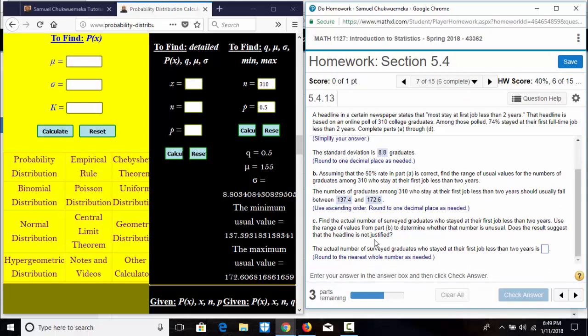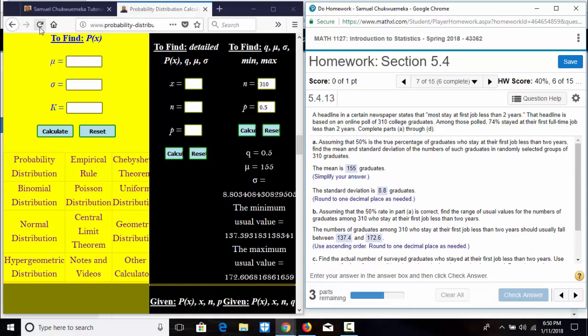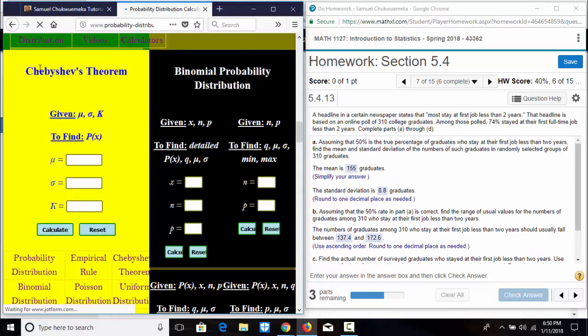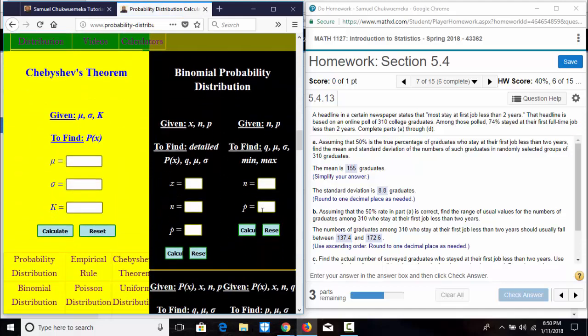Find the actual number of surveyed graduates who stayed at their first job less than 2 years. Use the range of values from part B to determine whether that number is unusual. Does the result suggest that the headline is not justified? Okay, so let's find the actual number of surveyed graduates who stayed at their first job less than 2 years. Here the sample size is 310.